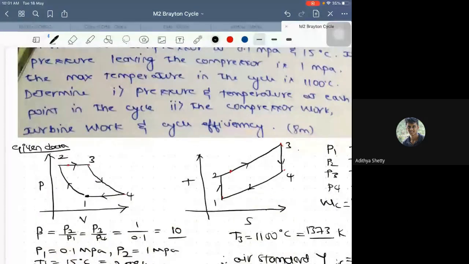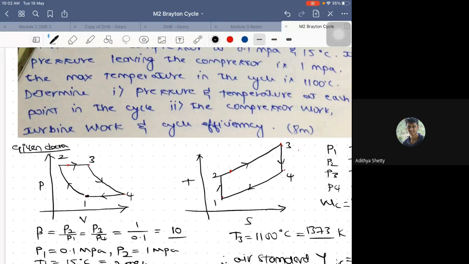In which process is the heat getting supplied? Whether it is from 1 to 2, 2 to 3, 3 to 4, or 4 to 1. Heat supply happens in which process?